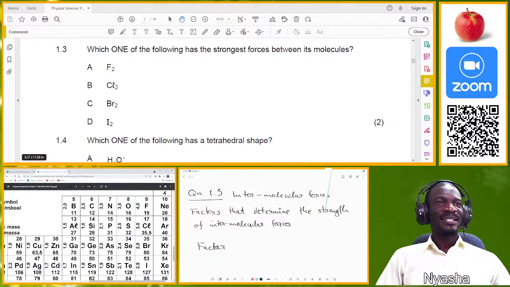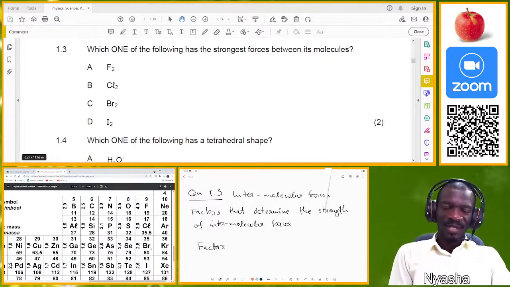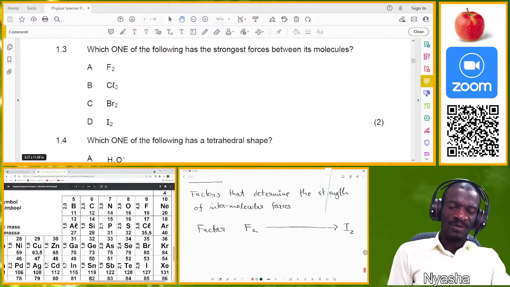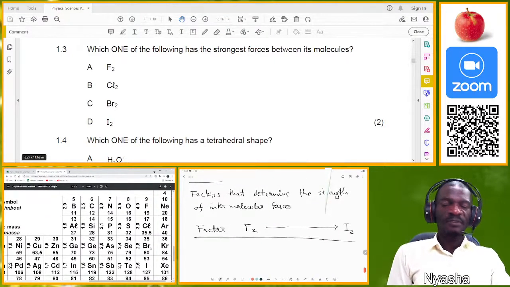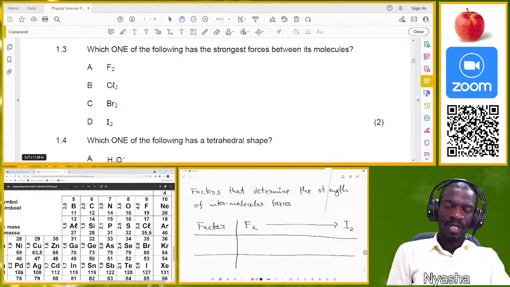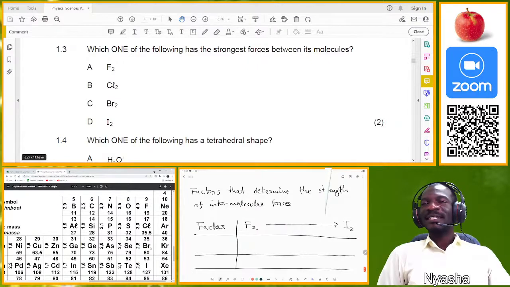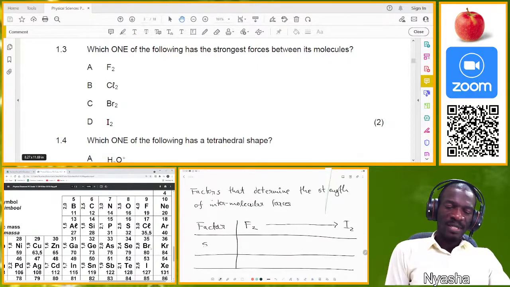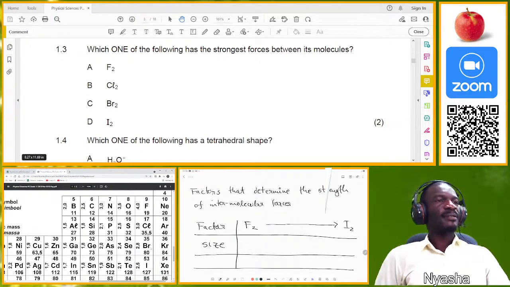I wish I could label this. So what I'll just do is put F2 gas here, and I will say all the way to our last one, I2. Right, let's go to the factors that affect these intermolecular forces. Factor number one that affects intermolecular forces would be the molecule size.